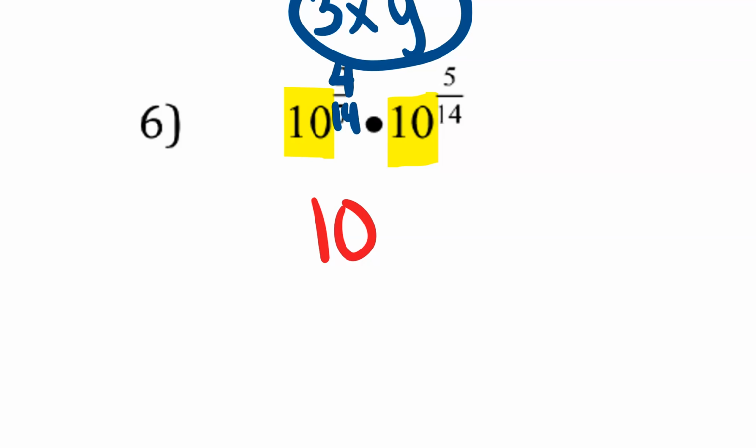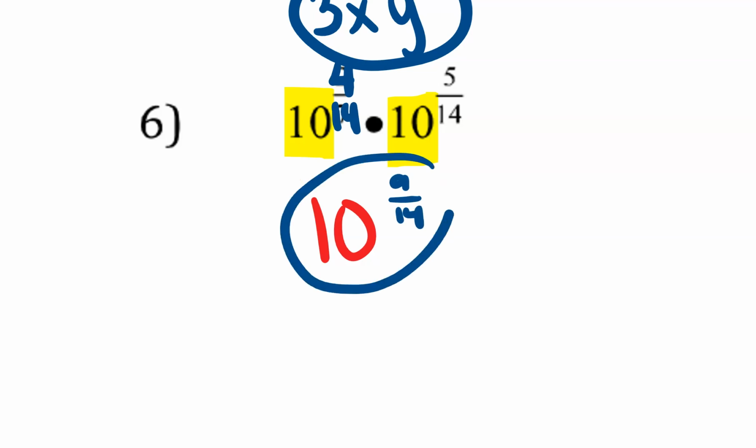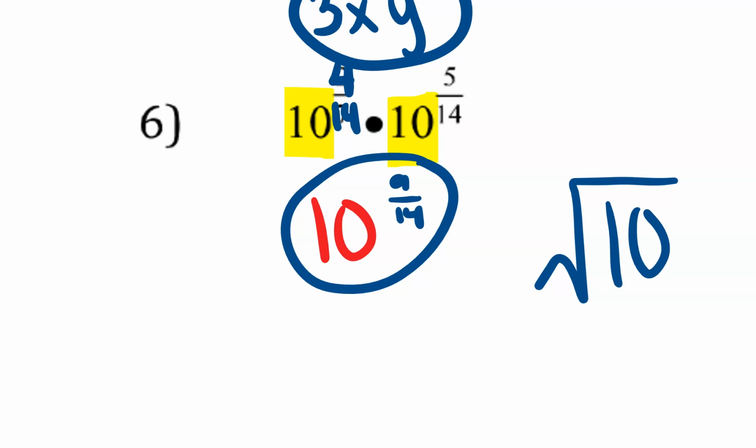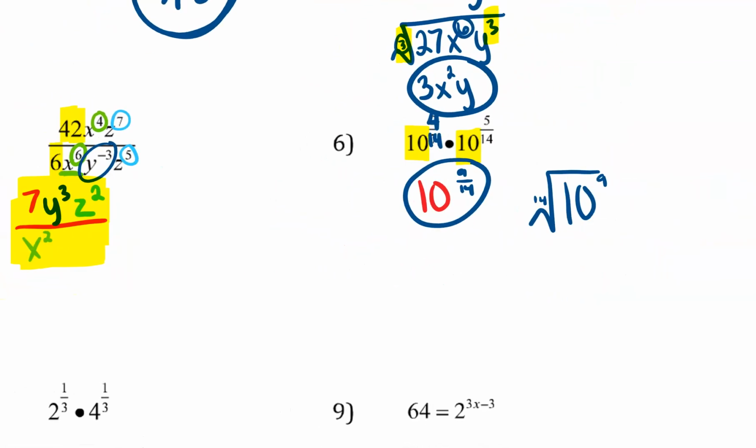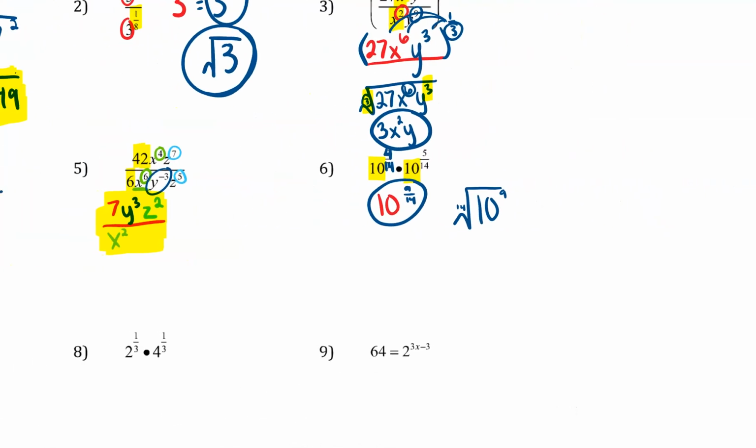Add those together, we get 9/14. That's my answer in exponential form. I also should write it in radical form. 10, the index is going to be 14, and the power is going to be 9. I don't expect that you write a 10 out with 9 zeros, but you could if you wanted to. All right, moving on.